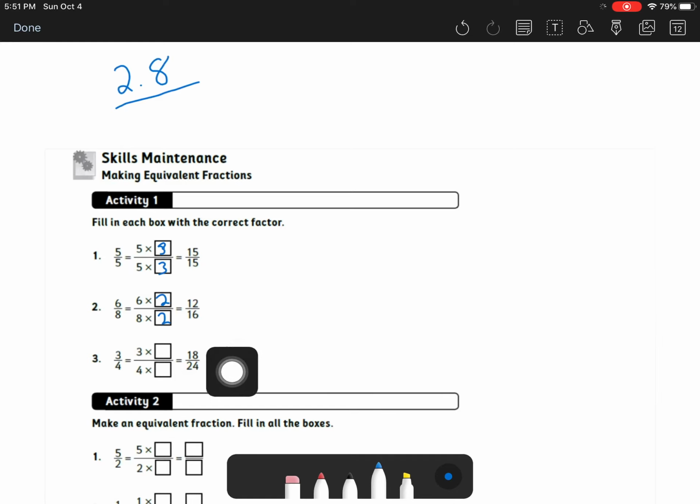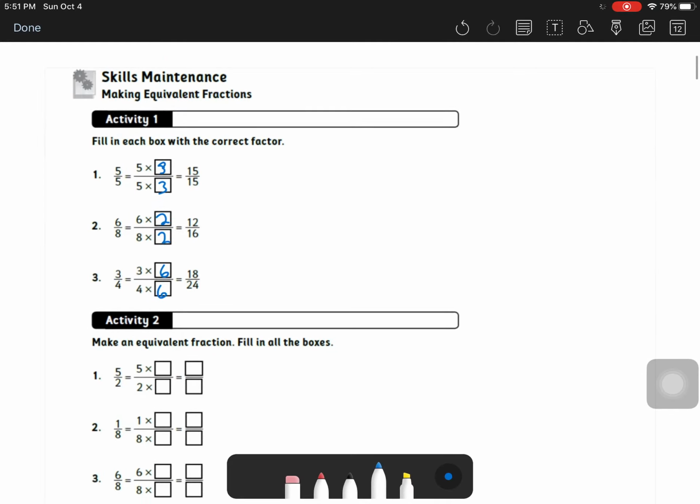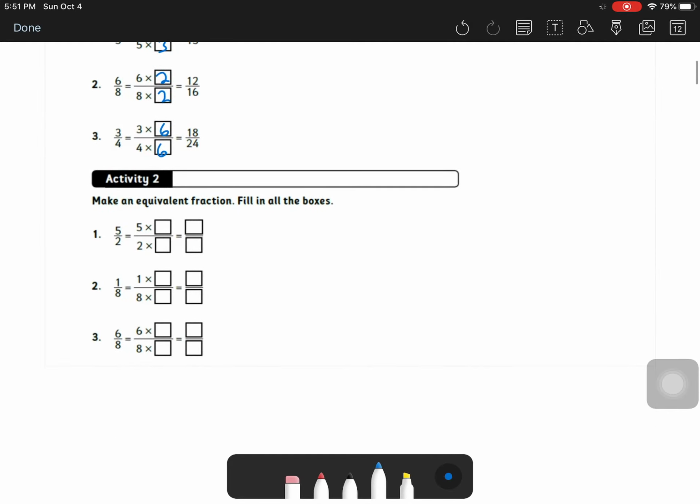Okay. All right, so next one, we're going from 3/4 to 18/24. So we want to say 3 times what is 18 and 4 times what is 24. So hopefully we know that that is 6. 3 times 6 is 18, 4 times 6 is 24. All right, continuing on here.